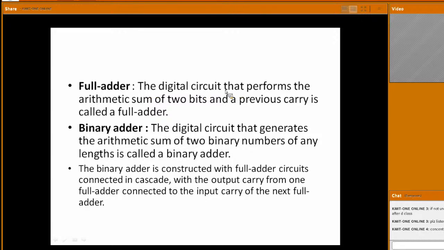So what will this full adder do? It is a digital circuit. It will perform the arithmetic sum, addition, of only two bits. And if there is a carry, the addition of two bits plus carry is performed by the full adder.